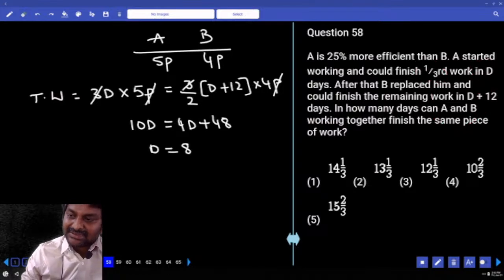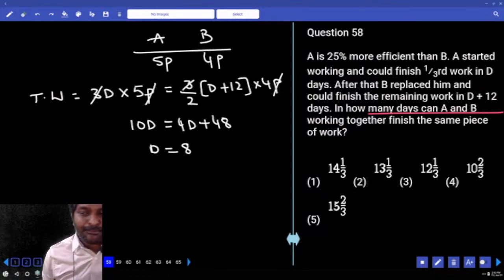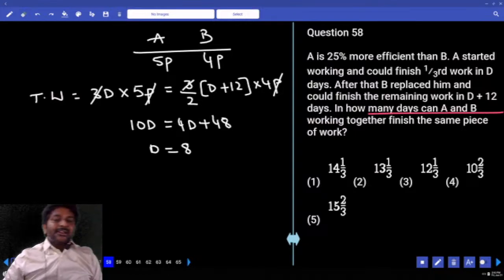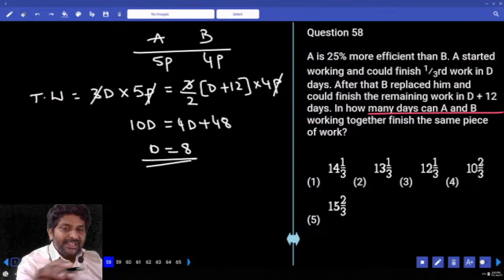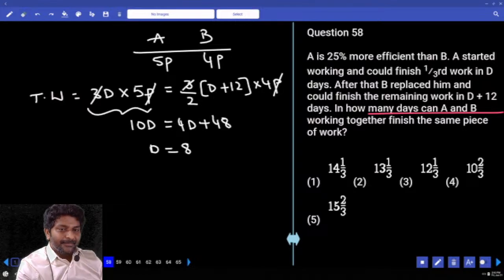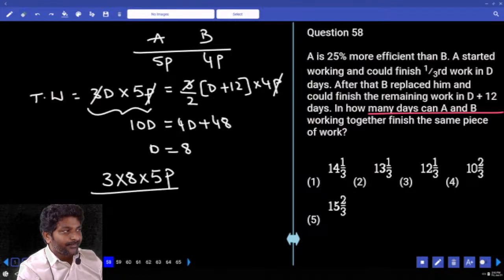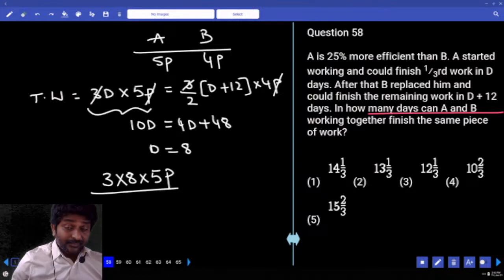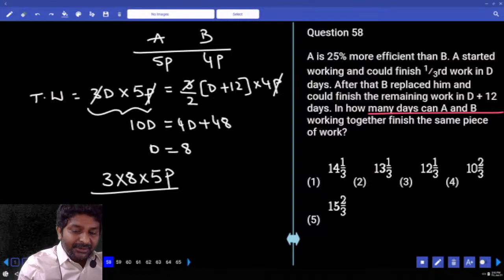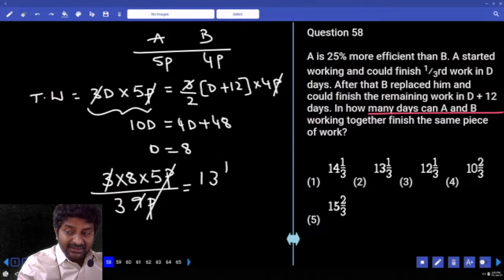Now the question is the number of days taken by A and B to complete the total work, correct? To get the total work, I can substitute the D value either in the left hand side or in the right hand side. Then total work is equal to 3 into 8 into 5 parts. This is the total work. Now this must be done by both A and B together. A and B together do 9 parts. First of all, 3 gets cancelled. 3 how many times? Which is 40 by 3, that is 13 and 1 by 3 days.